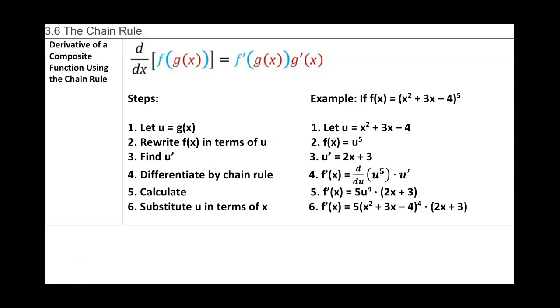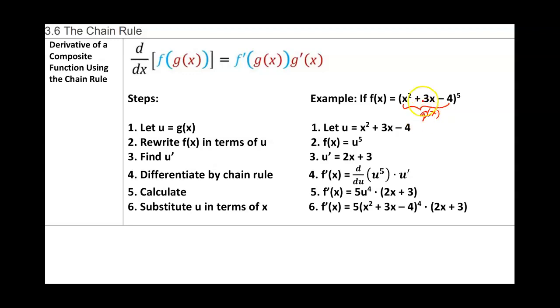In this section, we are going to talk about the derivative of a composite function. Now, if you think back to your algebra or pre-calculus class, a composite function is when you have a function within a function. An example of that: let's say we have f of x equals x squared plus 3x minus 4, then we can call this g of x because g of x is within another function.